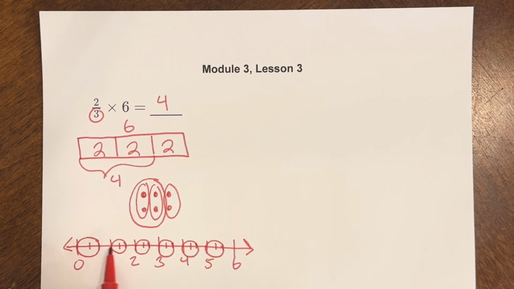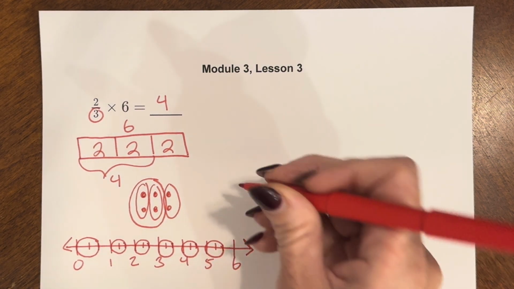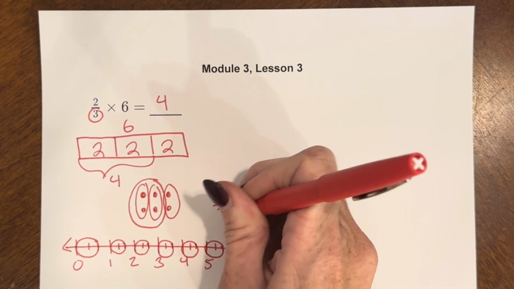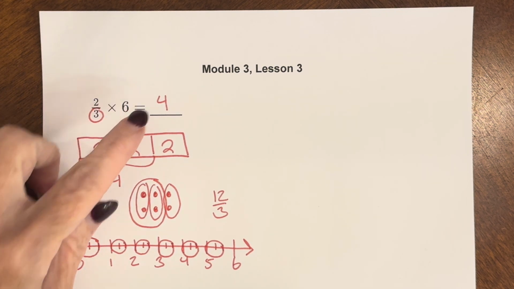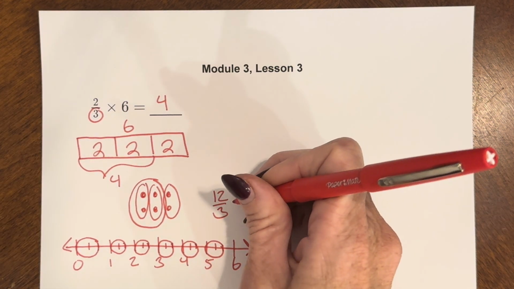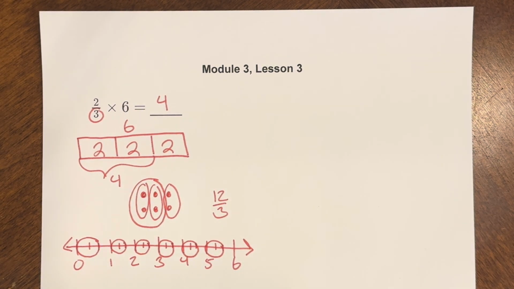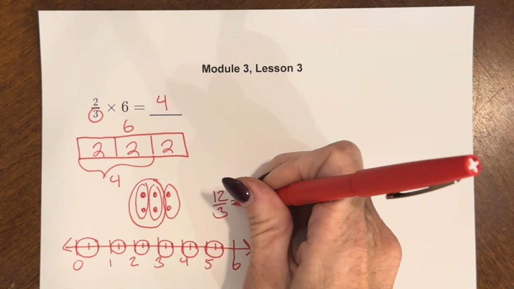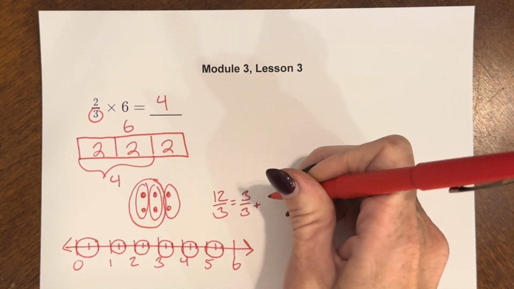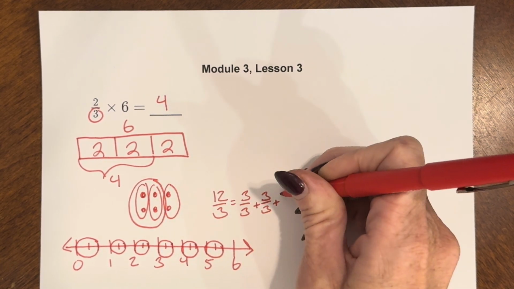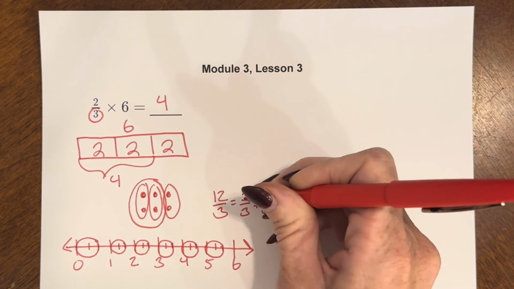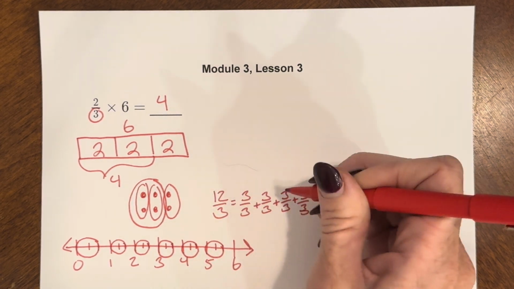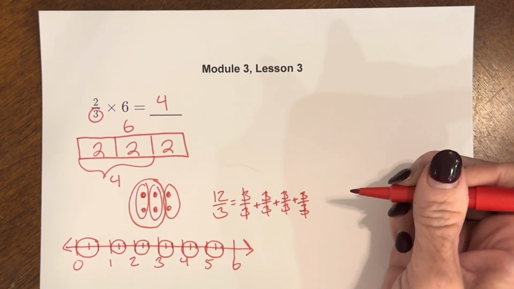So I'd have 1, 2, 3, 4, 5, 6, 7, 8, 9, 10, 11, 12. I would have 12 thirds. Well, 12 thirds is also going to be equal to 4. And I know that because some of you know how to figure that out in your head, because I could say 3 plus 3, 3 plus 3, 3 thirds, 3 thirds. So 3, 6, 9, 12 thirds, and each of those is equal to 1 whole.